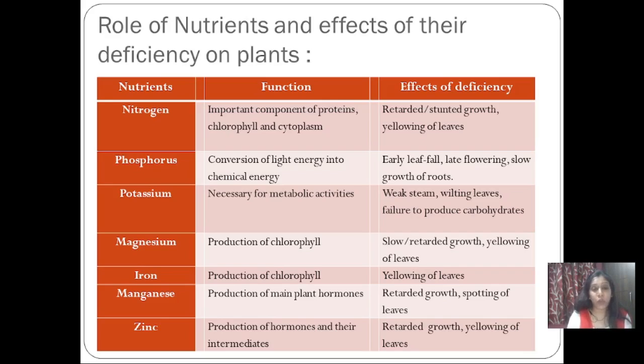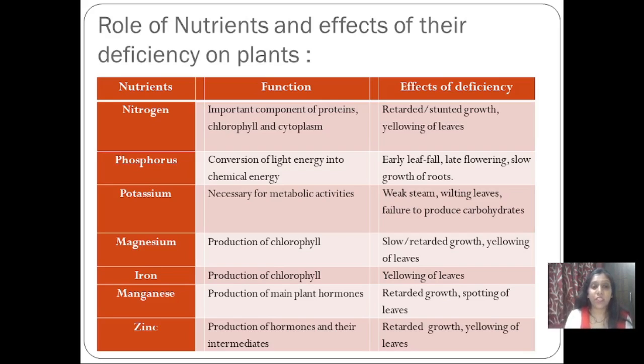It is also the production of chlorophyll. If it is not there, there is yellowing of leaves. Manganese: production of main plant hormones. So if this manganese is not there, then there is retarded growth and some spotting. It's not yellowing, but you will see that the leaves have spots.